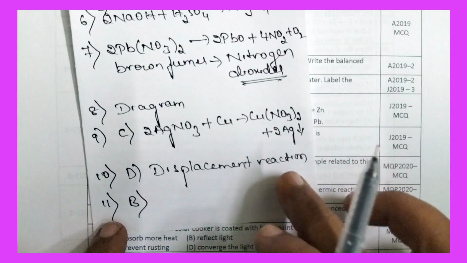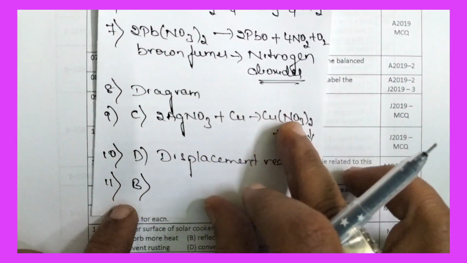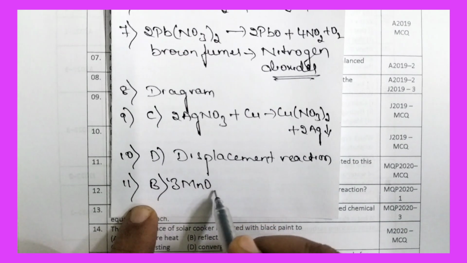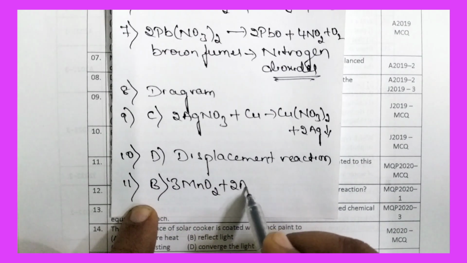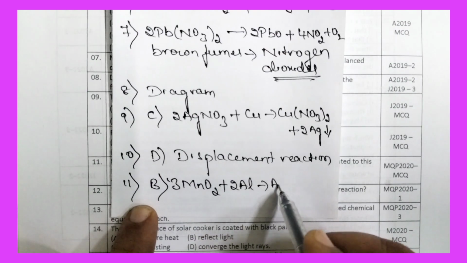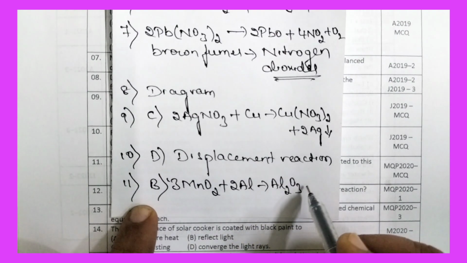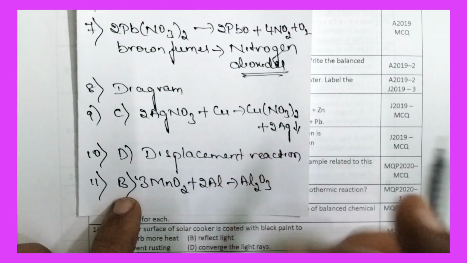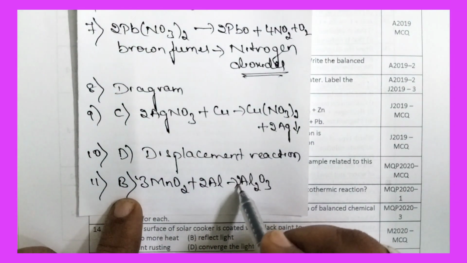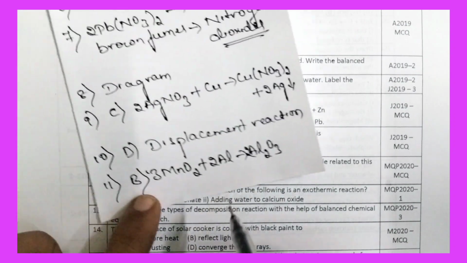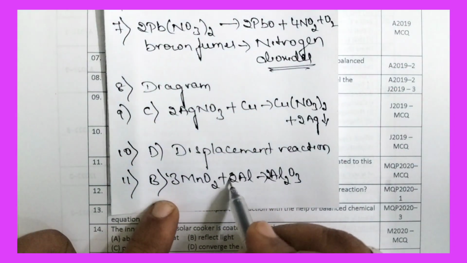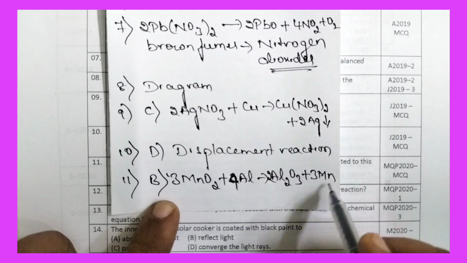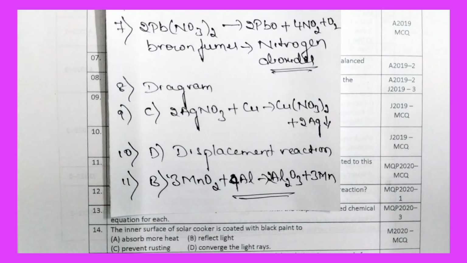Option B is 3MnO2 plus 4Al give rise to 2Al2O3 plus 3Mn. So this is the best example.